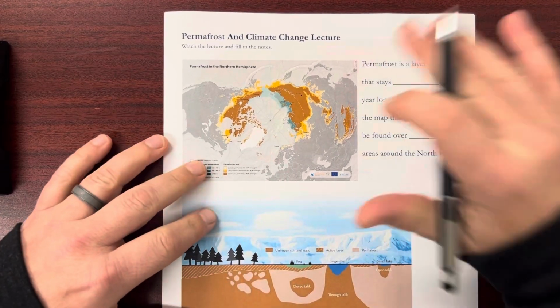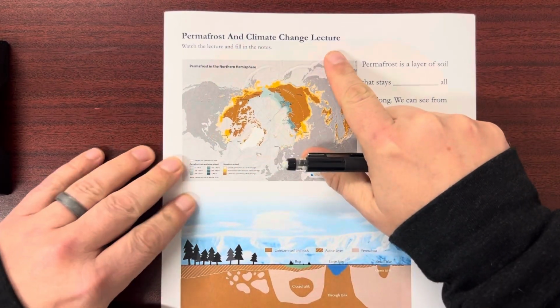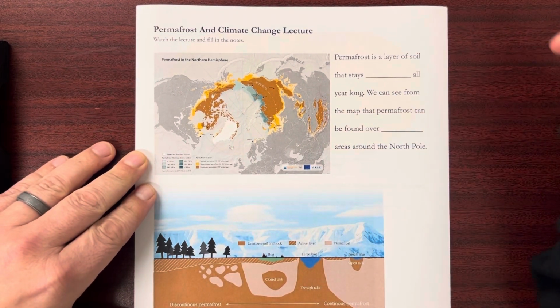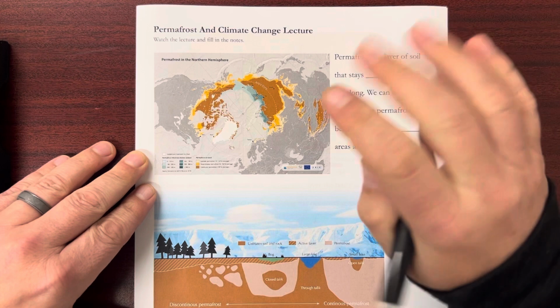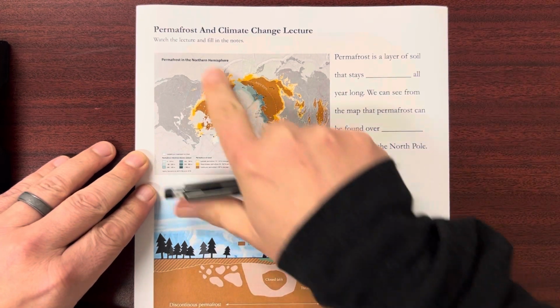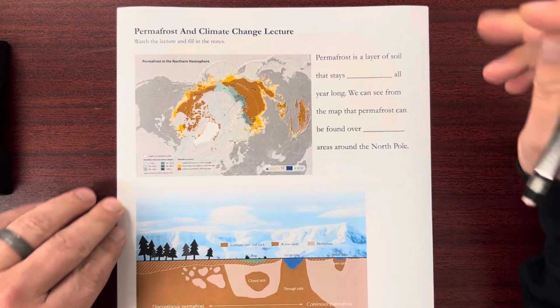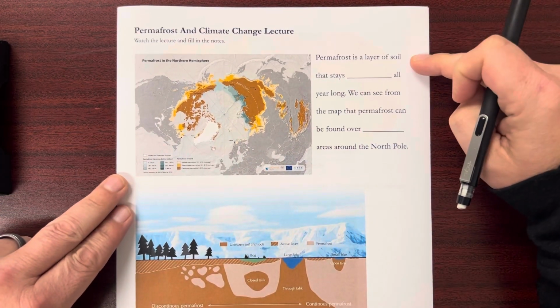Hello, today I'm going to go over permafrost and climate change lecture. So we've been talking about climate change and different aspects of climate change. Today we're going to look at permafrost, which is frozen ground. Okay, so we'll get a little bit more specific here in a moment.